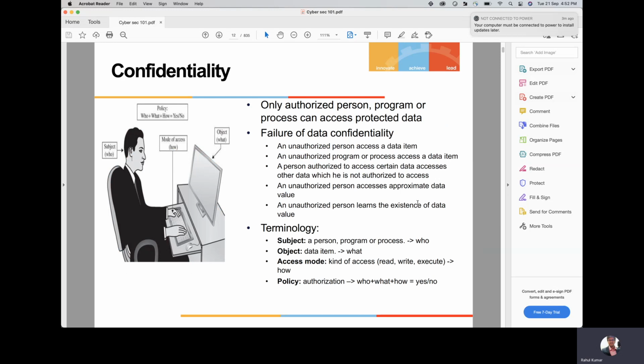Okay. So this is just what confidentiality is. You can read through this, but the major thing to remember is that only an authorized person, program, or process can access protected data. That is the principle of confidentiality. These are some of the pointers where failure of data confidentiality happens.